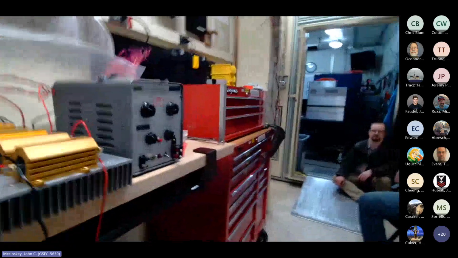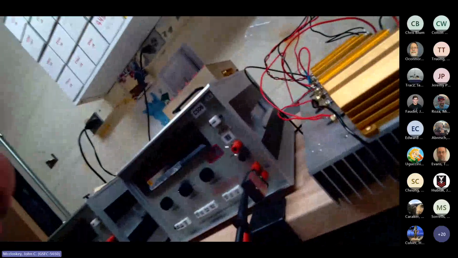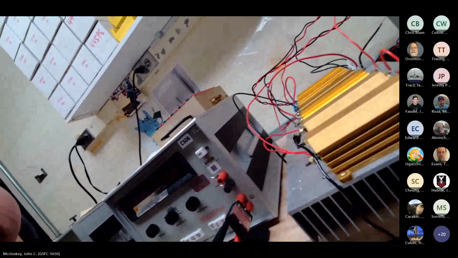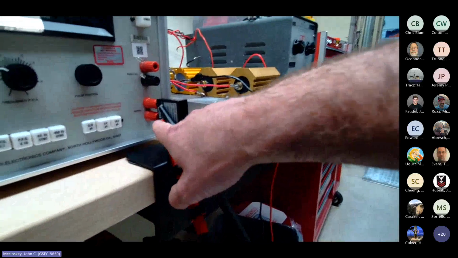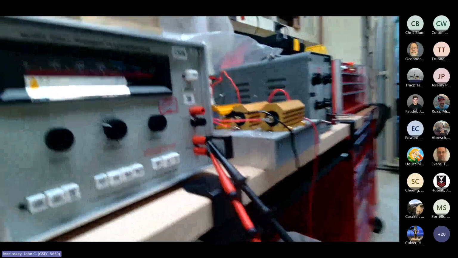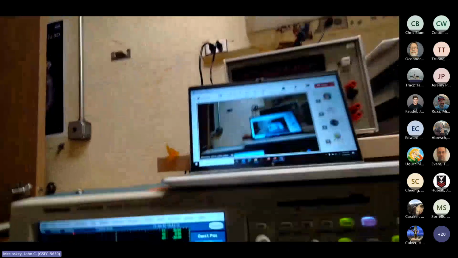Can you hold it for a second? All right, there we go. Thank you. So put the positive connection on the bottom, reference on the top. Now we will try this again.